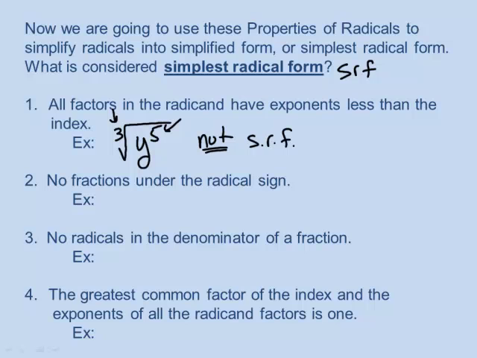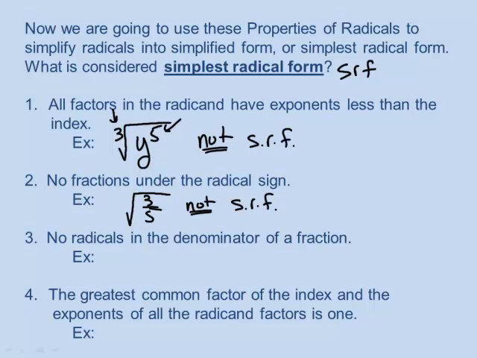Rule number 2. No fractions are allowed under the radical sign for your final answer. So again, let's say you're working with a problem and you get it down to the square root of 3/5. Okay, you know there's something more you can do because you have a fraction underneath the radical sign, and that is not allowed. I'm going to show you again how to deal with that a little farther down the road. Right now, just know that this is not simplest radical form. You are not done yet.